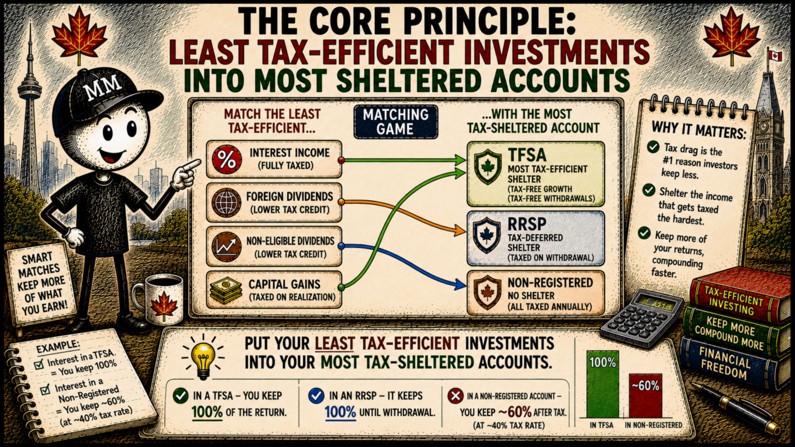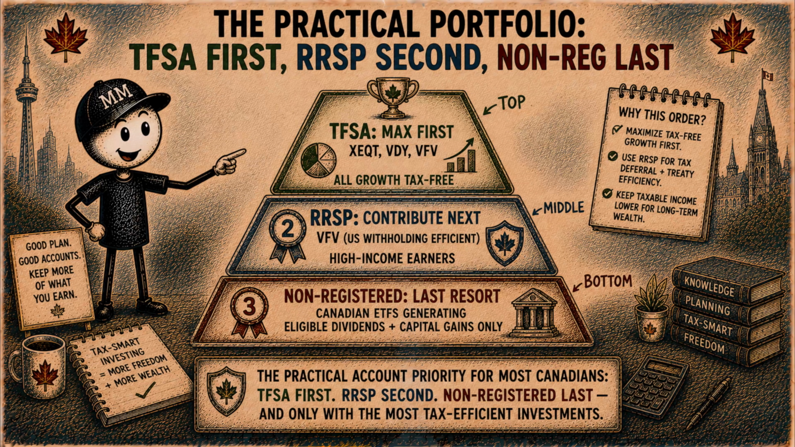For most Canadians with a TFSA, an RRSP, and potentially a non-registered account, the priority order is: Max TFSA first. Invest in XEQT, VFV, or VDY. Canadian eligible dividends tax-free is excellent. Contribute to RRSP next, especially for high-income earners. Hold U.S. equity ETFs here for withholding tax efficiency. Non-registered account last. If needed, favor Canadian equity ETFs that generate eligible dividends and capital gains.